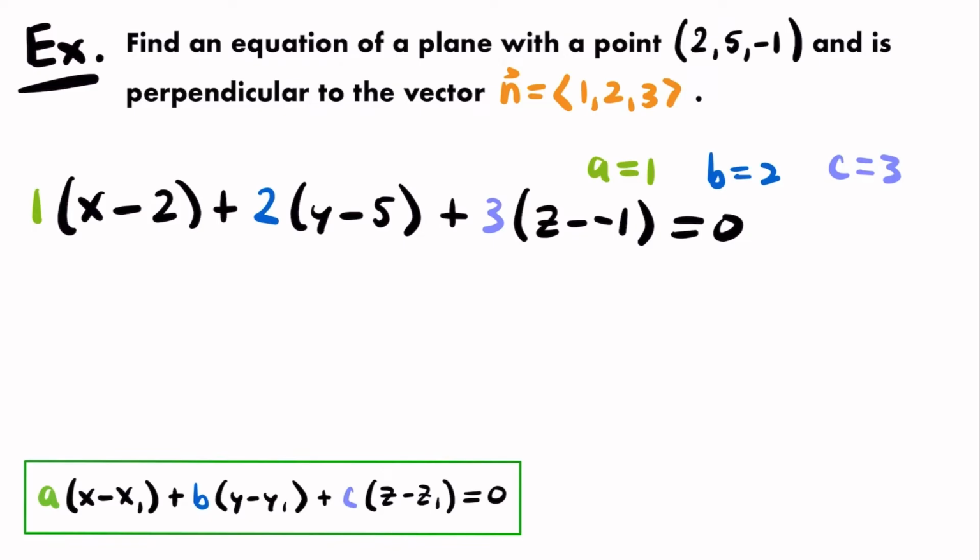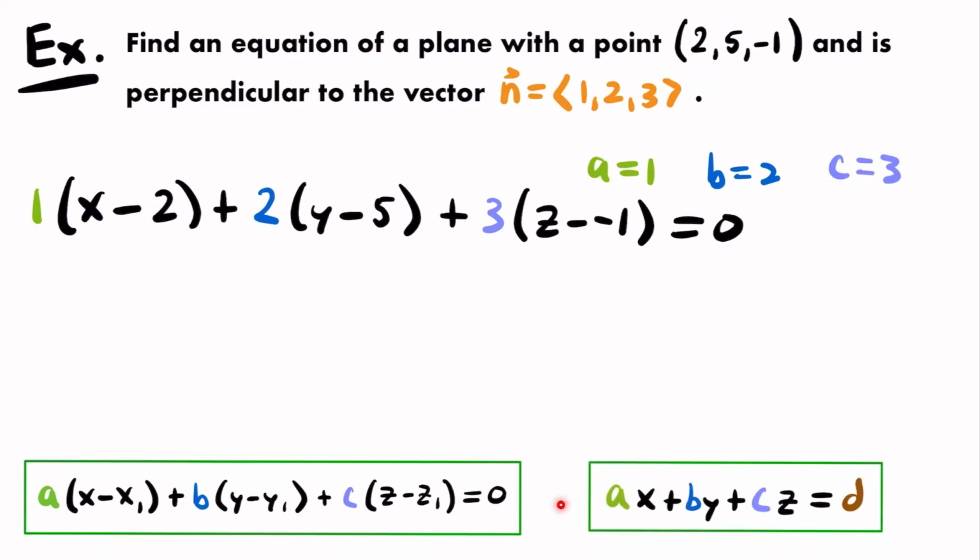We like to simplify the equation down into the general form of the equation of a plane, which was that second equation that we found earlier. All right, that's this form of the equation of a plane right here. When we're done simplifying this, we should have a times x plus b times y plus c times z equal to some constant value. So let's work on that.